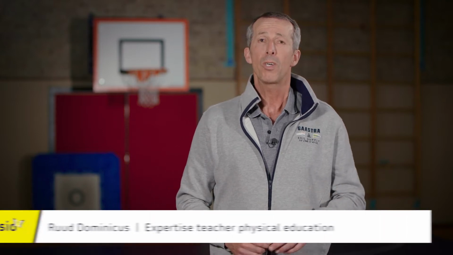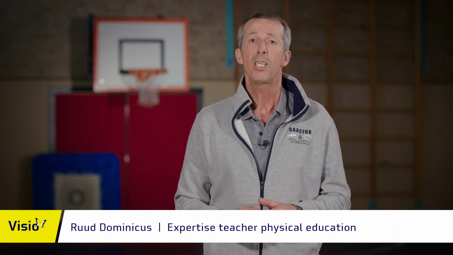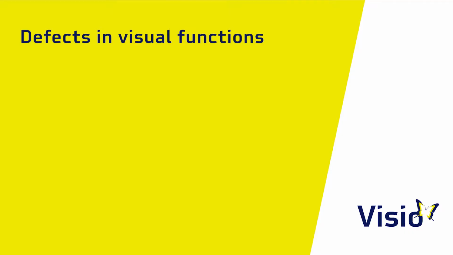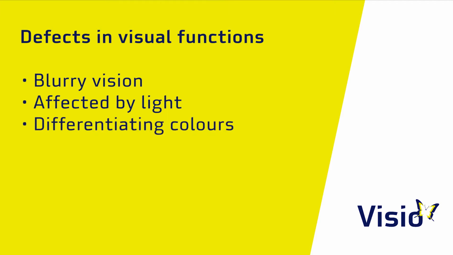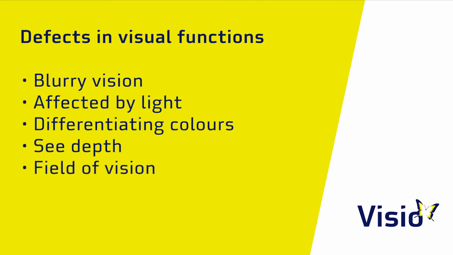In this video, we'll look at different forms of visual impairments and what the consequences are for playing sports. There are many forms of visual impairment. Different functions can be affected. Someone's vision can be blurry, they can be affected by light, have difficulty differentiating colour or not be able to see depth. The field of vision can also be affected. Often, multiple visual functions are affected. We'll now show you the most common visual function defects.